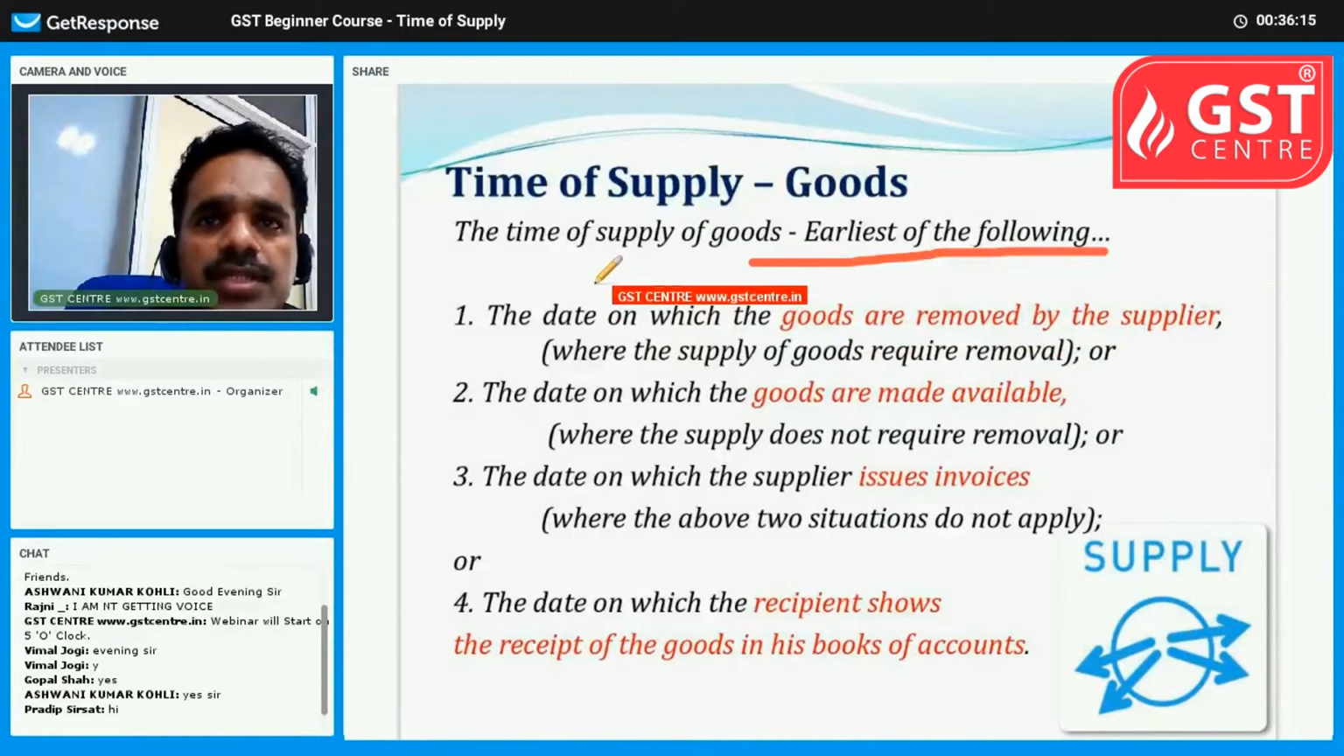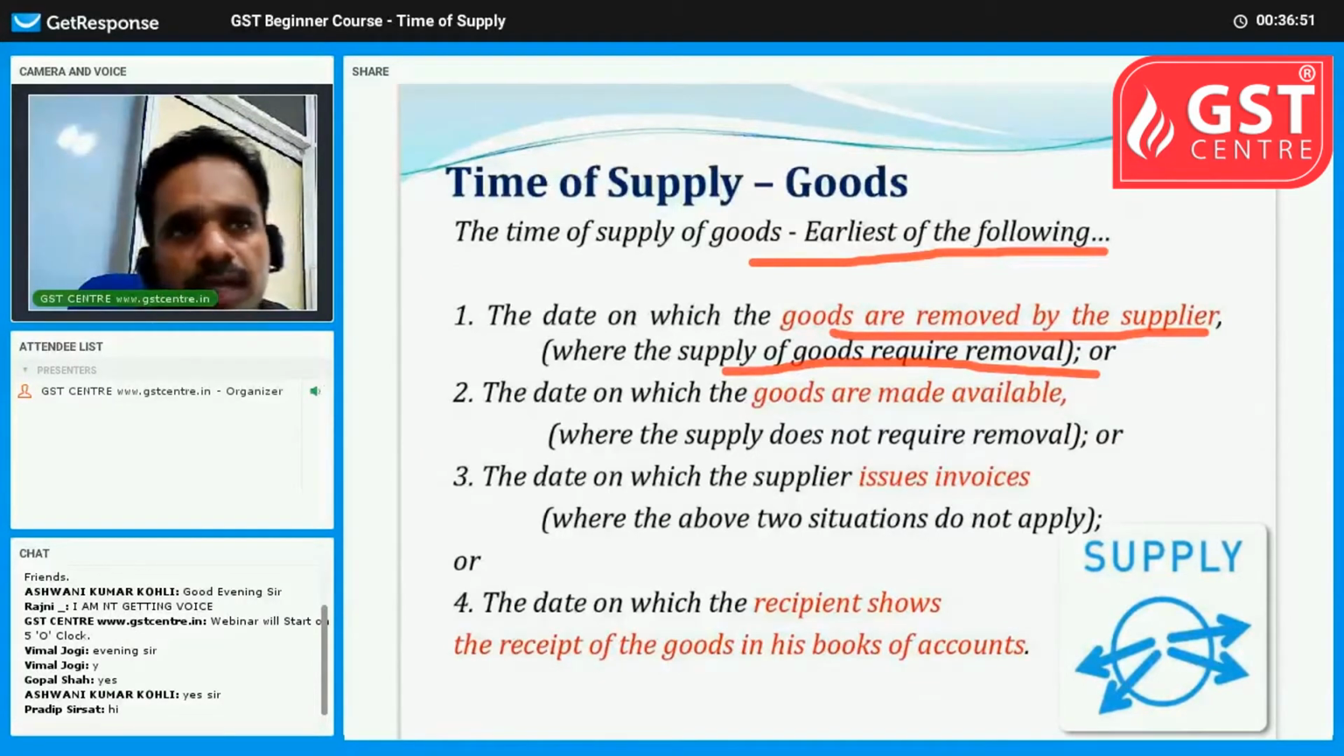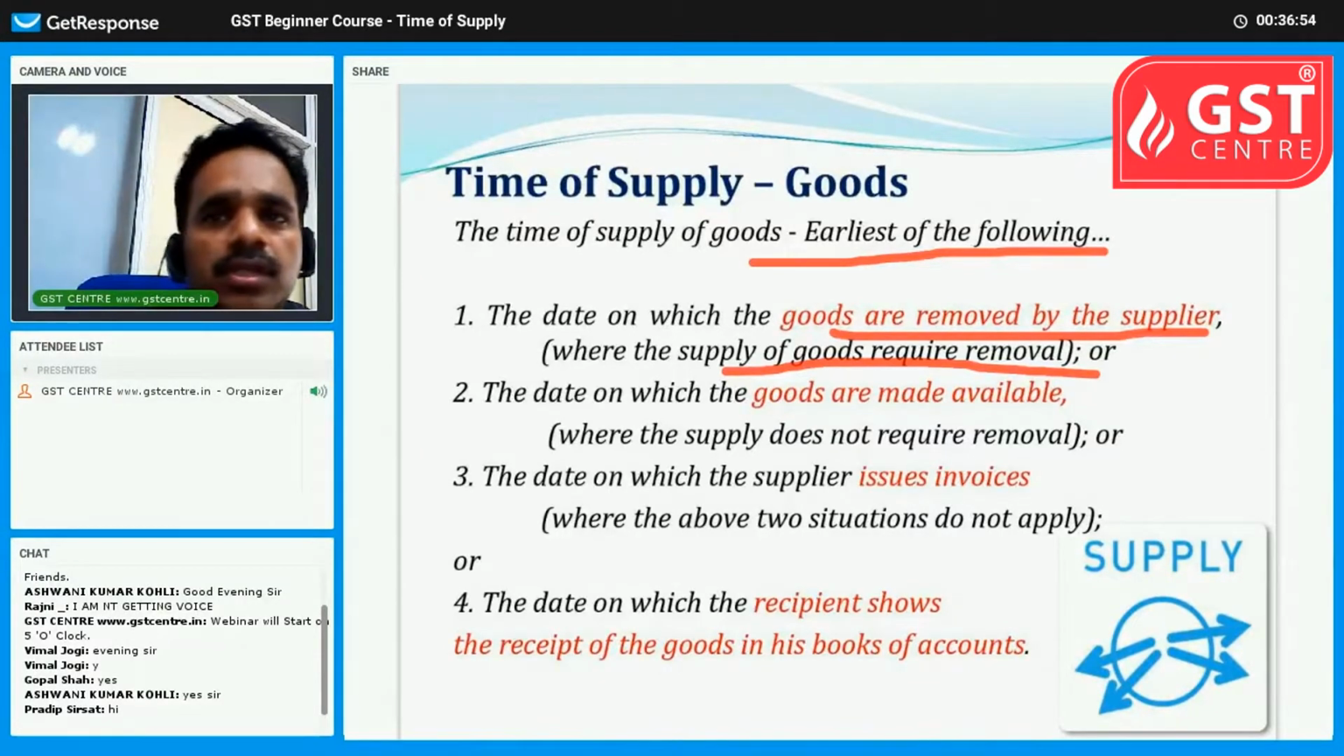And as per the model GST law, we will see the time of supply for goods, and it is the earliest of the following. So we have 4 points, and whichever is happening earlier, that will determine the time of supply. So the first point is the date on which the goods are removed by the supplier. That is, if the goods require a removal by the supplier, then the date on which those goods are removed by the supplier to the customer will be taken as the time of supply.